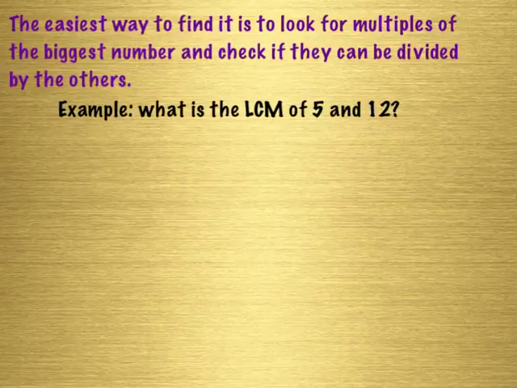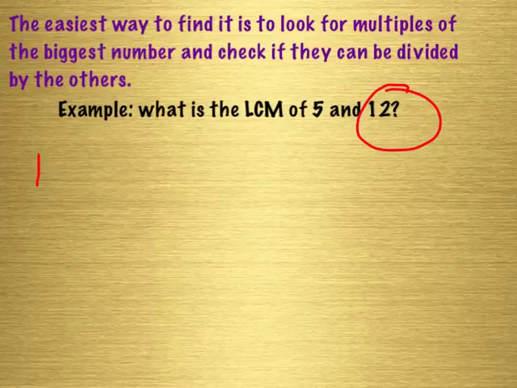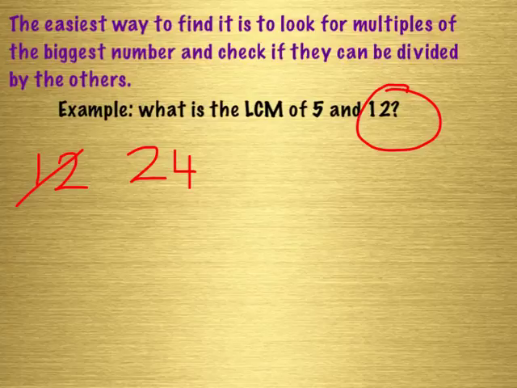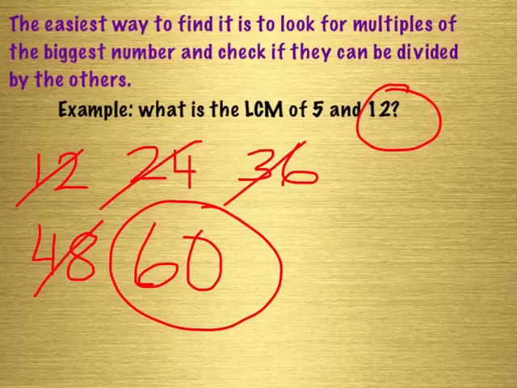So that's one way that I can find my answer. I can list out all the multiples for all the numbers and look for the one that is common to all of them. An easier way is to find the multiples of the biggest number and see if they can be divided by the others. So for example, here I have what is the lowest common multiple of 5 and 12. 12 is bigger, so I'm going to start with multiples of 12. The first one is 12. 12 can't be divided by 5. 24 cannot be divided by 5. 36 cannot be divided by 5. 48 cannot be divided by 5. 60 can. So the lowest common multiple of 5 and 12 is 60.